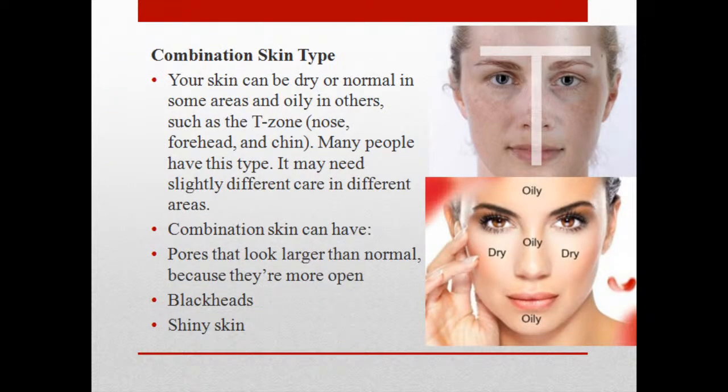Combination skin type. Your skin can be dry or normal in some areas and oily in other areas, such as the T-zone: nose, forehead, and chin. It may need slightly different care in different areas. Combination skin can have pores that look larger than normal because they are more open, blackheads, and shiny skin.